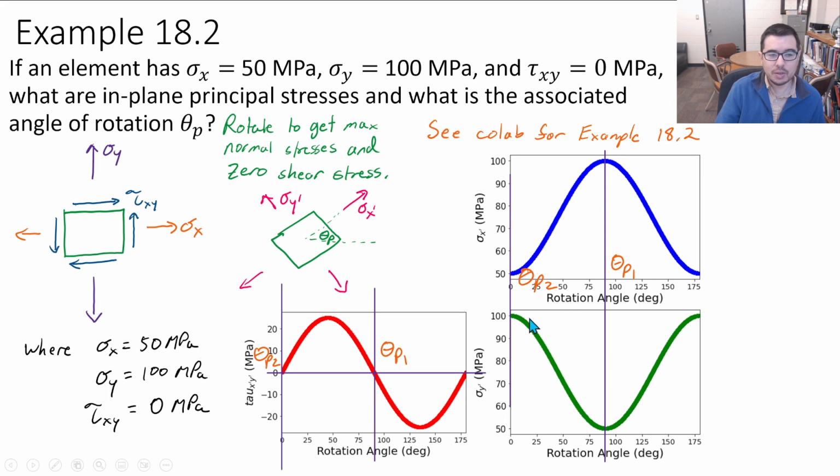And so which one's theta P1, which one's theta P2? You can kind of guess. This time I'm going to say theta P1 is associated with when sigma x prime is a max. That means I have to rotate 90 degrees, because in this case, sigma y was larger than sigma x. So we had to rotate 90 degrees to make the sigma x line up with the sigma y.